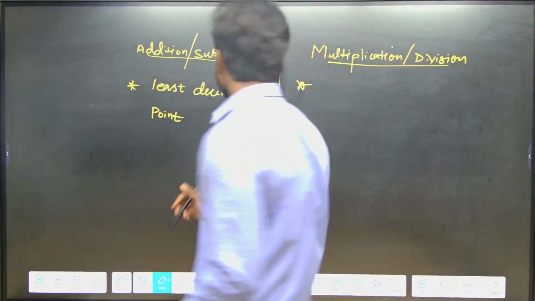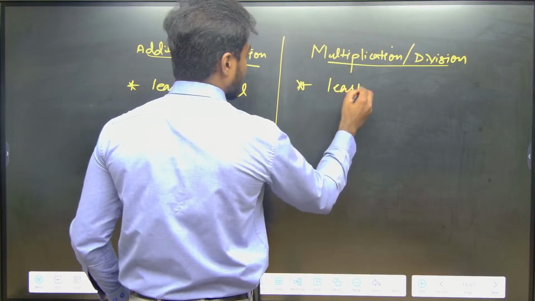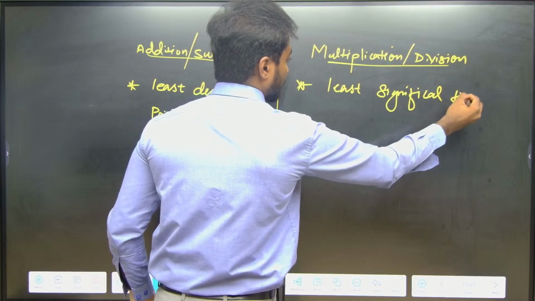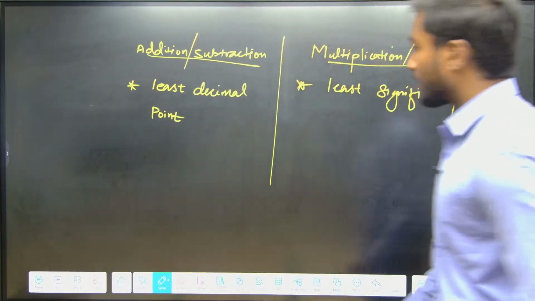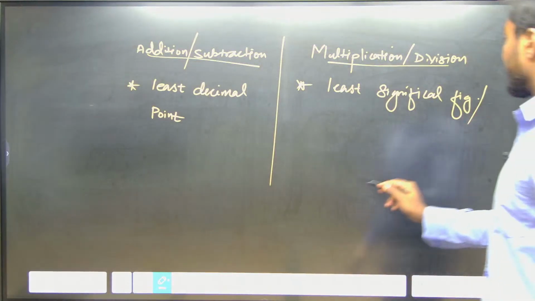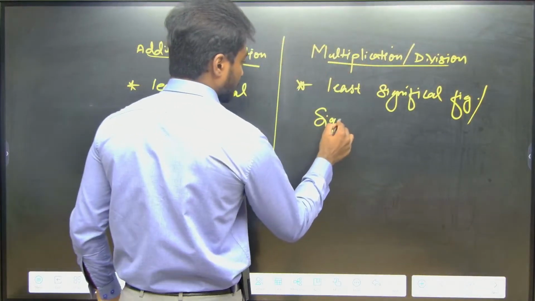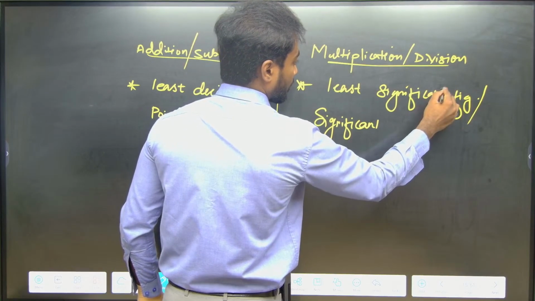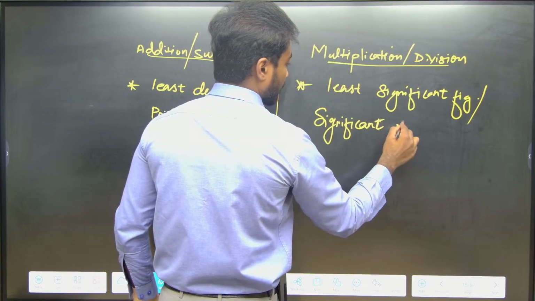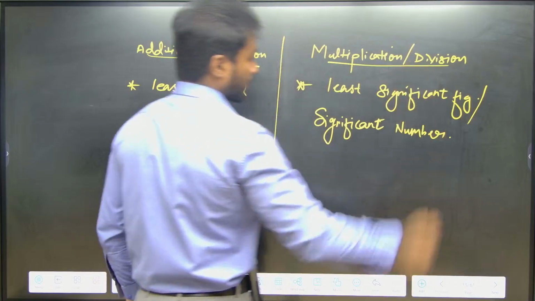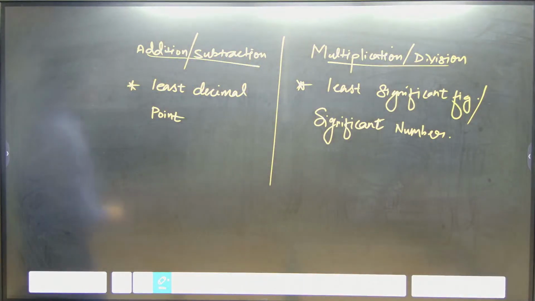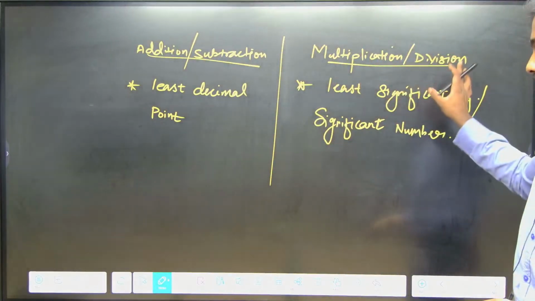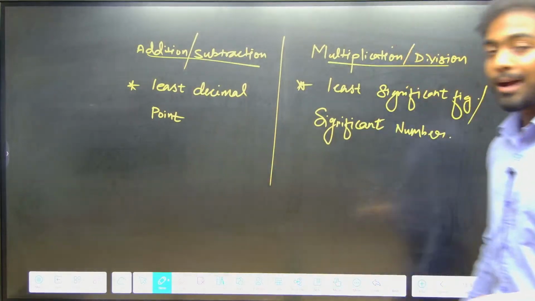Okay, that's it. Here, least significant figure or significant number. These are the 2 points you should remember: least significant figure or number for multiplication or division, and least decimal point for addition or subtraction.